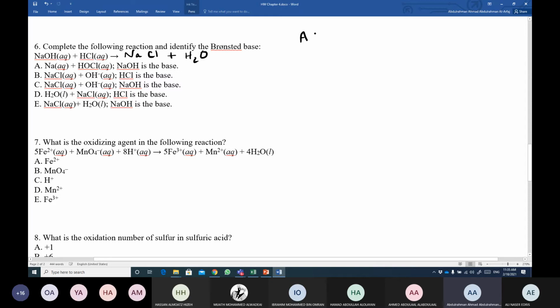acids and bases. The first one, what is the name? Arrhenius, and Bronsted. Okay, what's the Arrhenius theory? Any compound that gives H+ is an acid, and any compound that gives OH- is a base. Okay, how about Bronsted? How did he define it?